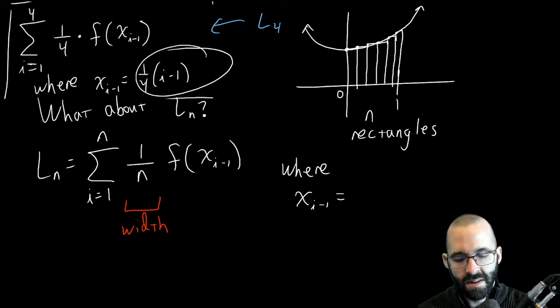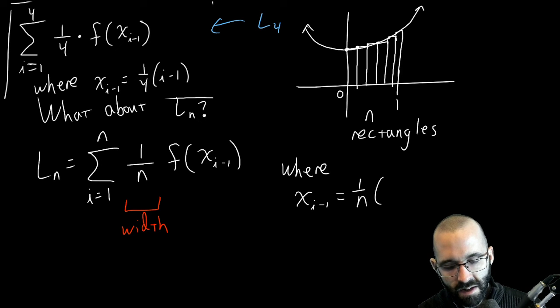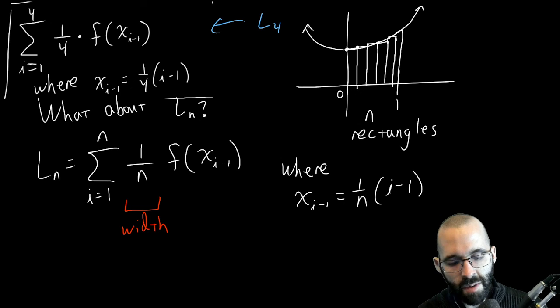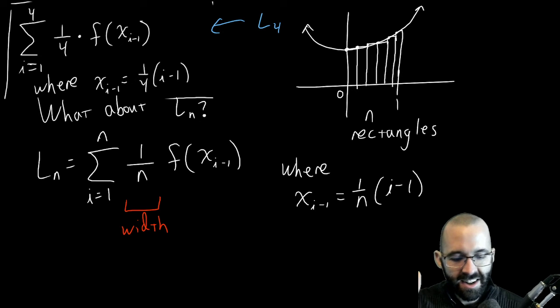That's what it used to be. How does that change? Well, again, a 1/4 was just the width of each interval. The width is no longer a 1/4, it's just 1/n. And still going to be I minus 1. So we said there's going to be n rectangles. Let's see if we did it right.